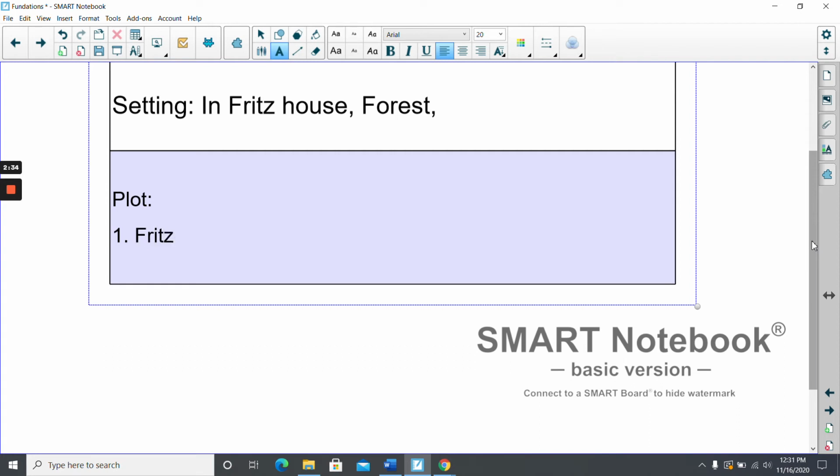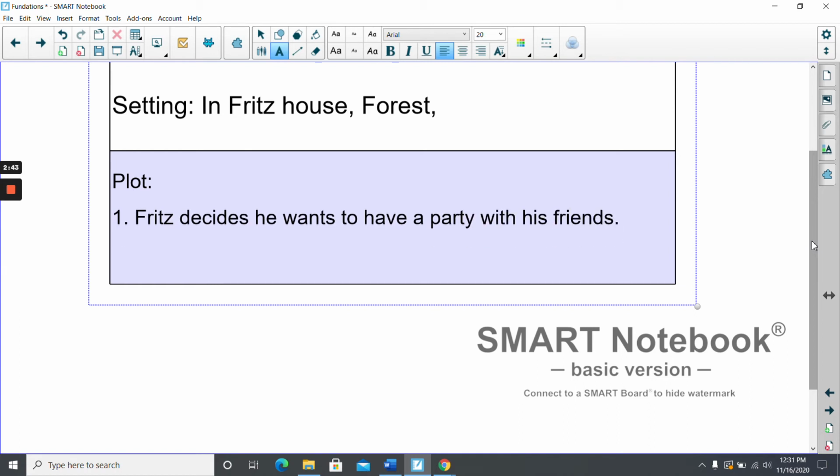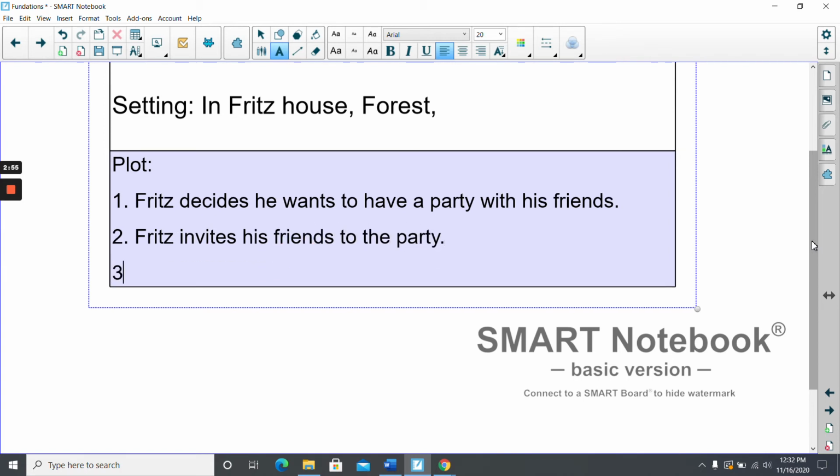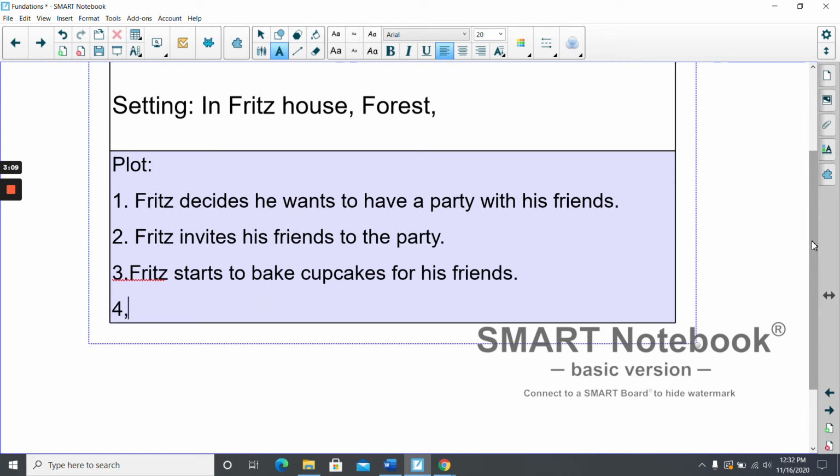So we'll say Fritz decides he wants to have a party with his friends. After he decides that, then Fritz invites his friends to the party. And after he is done inviting his friends, then Fritz starts to bake cupcakes for his friends. After that, Fritz decorates the cupcakes.